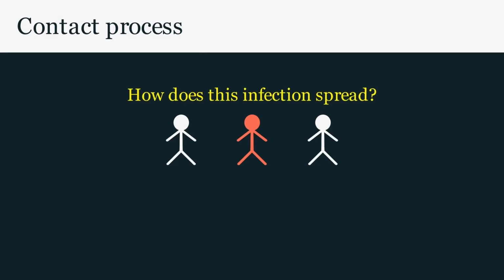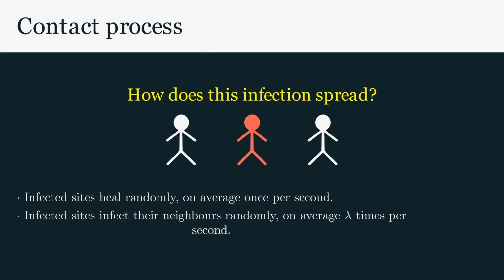We will assume that an infected site heals randomly, on average 1 time per second. An infected site will also infect its neighbors randomly, lambda times per second per neighbor. The specifics of the model are not important right now. I want to show you something that happens in this contact process.